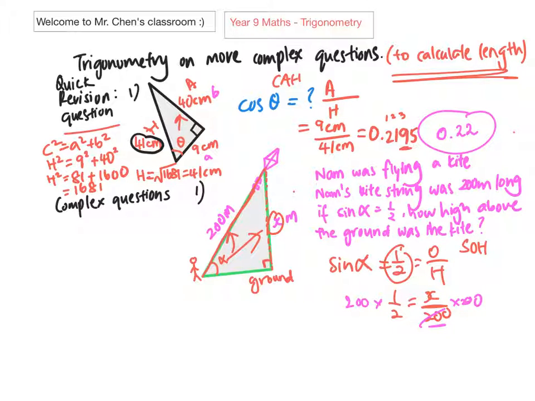So 200 divided by 200 times 200, that's gone. And here you have 200 times 1 divided by 2, which will be 100, equal to x. So how high is the kite from the ground? It is 100 meters from the ground. Alright, so we solved that one, and we're going to move on to one more question.